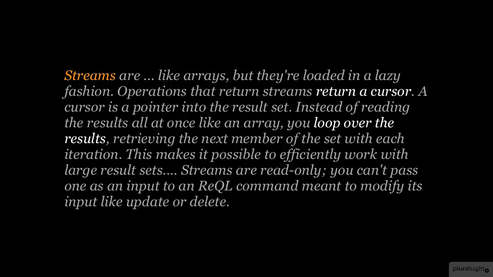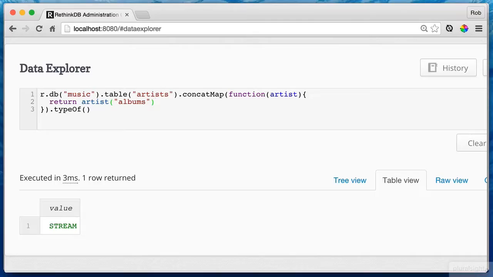It just returns a cursor. It doesn't return the entire result set. And this is really helpful if you're bringing back a big result set that you want to loop over. And you can loop over it right in your client application in the same way you would do it in the Data Explorer. So those are streams, and it's really important to know when you're working with them.